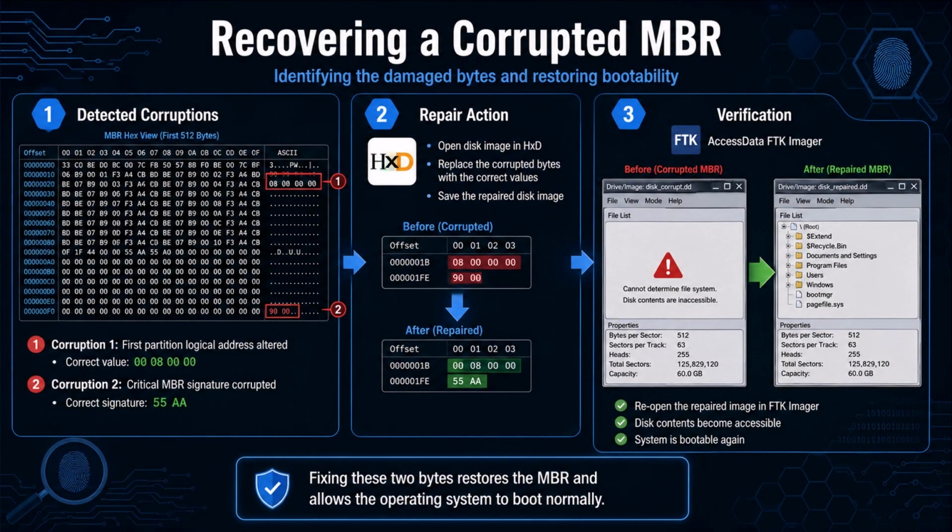Taking a quick look at the server's MBR, we can identify two specific points of corruption. First, the logical address of the first partition has been altered. We know it was previously 00080000. Second, a critical component of the MBR, the signature that must be identical across all standard MBRs, has also been modified. Our objective is to fix these corrupted bytes to make the system bootable again. Once we patch it, we can verify our fix by reopening the repaired disk image using FTK Imager.